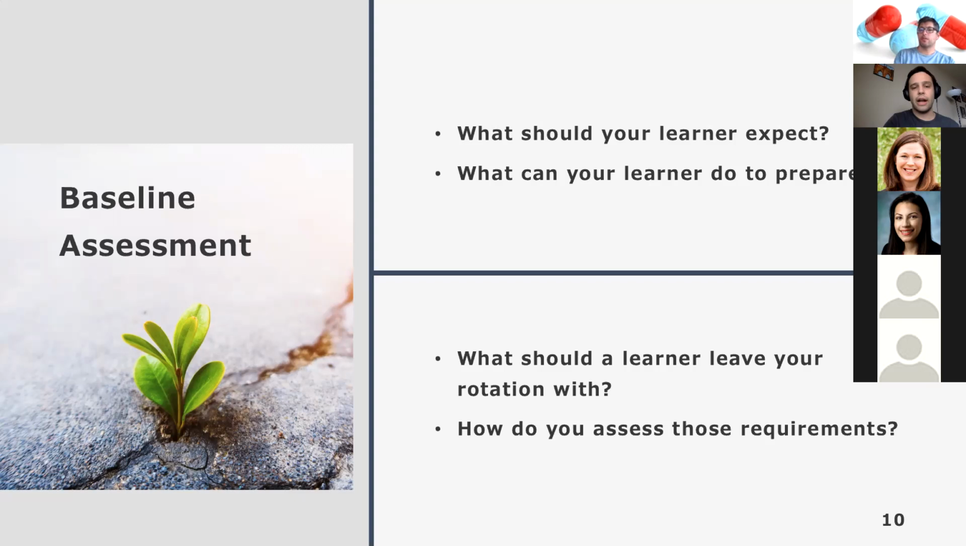And then lastly, figuring out how you assess for those requirements. So if your learner is expected to leave with certain knowledge, how are you going to evaluate that? And what are you going to do to make sure that your learner knows that you're evaluating that at that appropriate time? Especially in this setting where your learner is not directly observable, they're not there face to face many of the times, you need to rely on more concrete examples and more concrete delineations of when your learner is doing things.